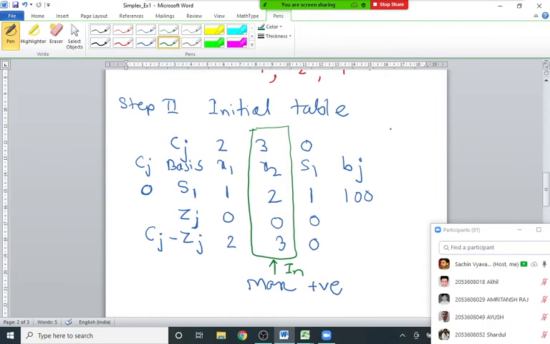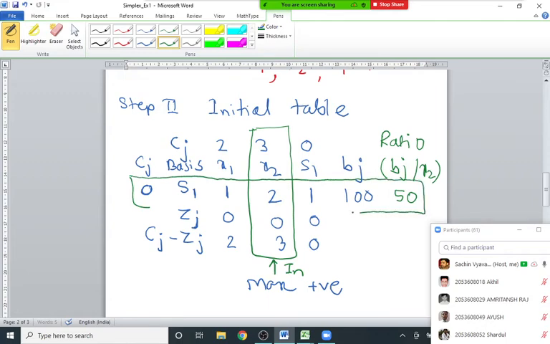To decide the outgoing variable, we use a term known as the ratio. This is the last column of the table, and we take bj divided by the incoming variable column, bj upon x2. If we take 100 upon the x2 coefficient, 100 by 2 is 50. We take the minimum positive ratio as outgoing. In this case, only one ratio is there, and that is positive also. So the corresponding variable will go out. This is the outgoing variable.